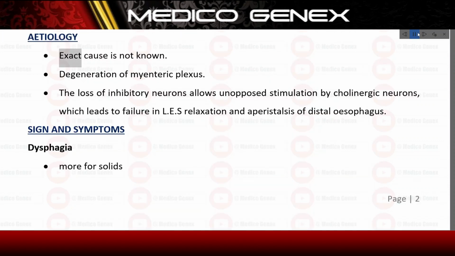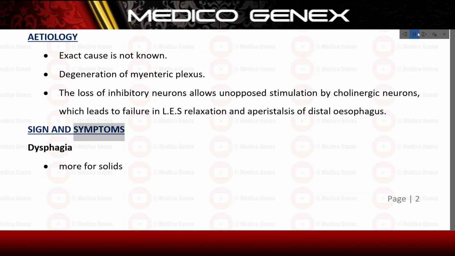Etiology. Exact cause is not known. Degeneration of myenteric plexus. The loss of inhibitory neurons allows unopposed stimulation by cholinergic neurons, which leads to failure in LES relaxation and aperistalsis of distal oesophagus.